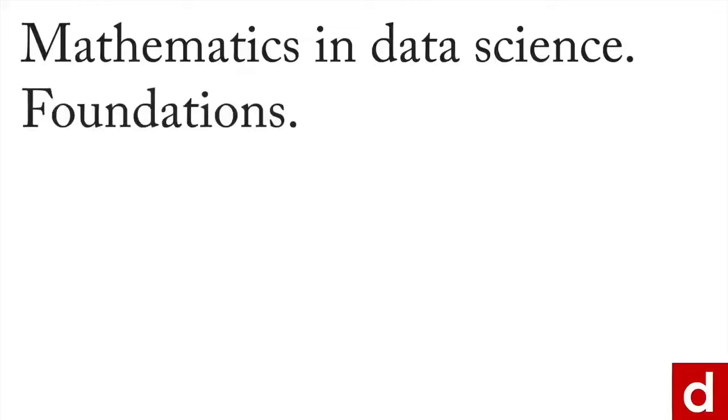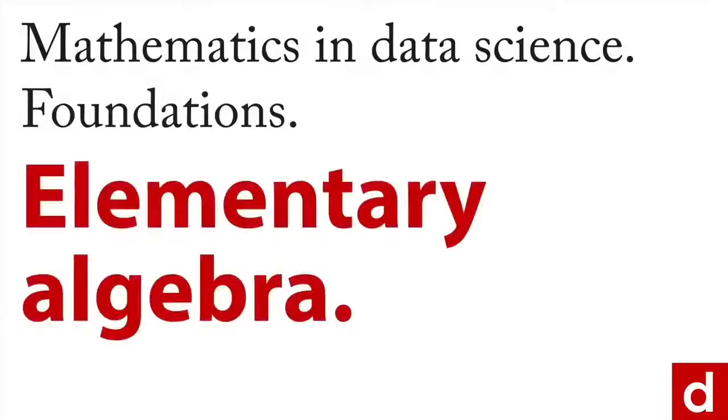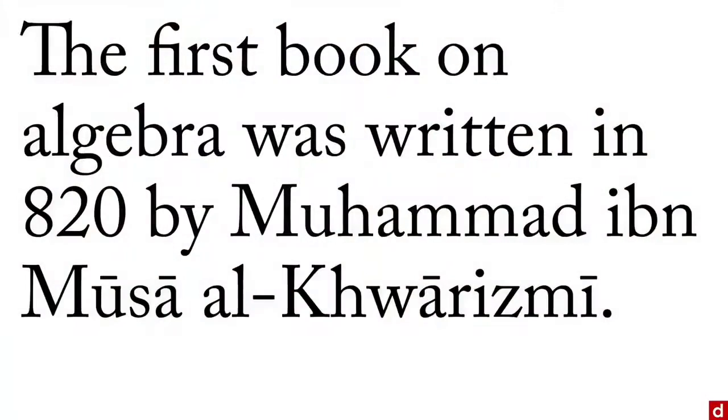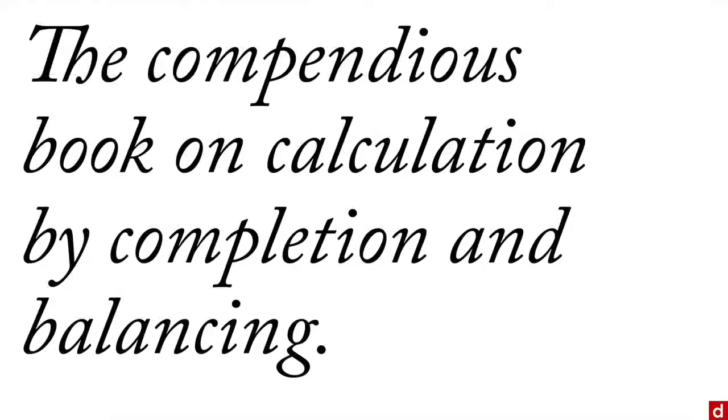As we begin our discussion of the role of mathematics in data science, we'll of course begin with the foundational elements. And in data science, nothing is more foundational than elementary algebra. Now, I'd like to begin this with really just a little bit of history. In case you're not aware, the first book on algebra was written in 820 by Muhammad ibn Musa al-Khwarizmi, and it was called The Compendious Book on Calculation by Completion and Balancing. Actually, it was called this, which if you transliterate comes out to this, but look at this word right here. That's the algebra, which means restoration. In any case, that's where it comes from.